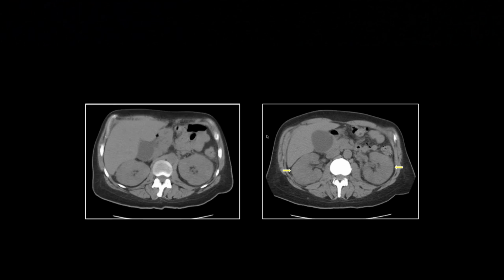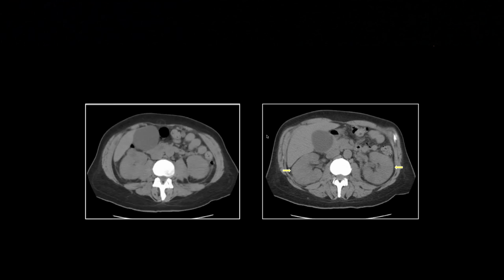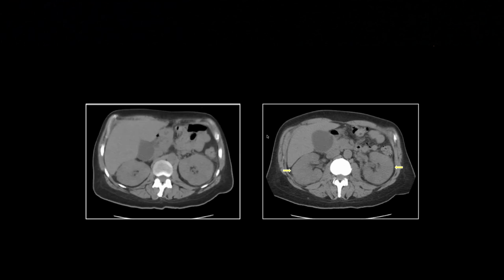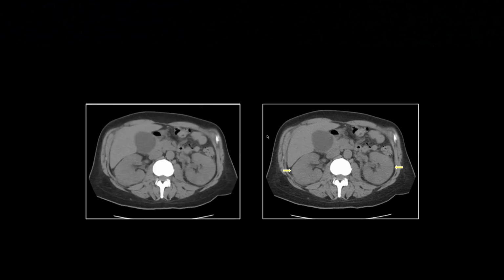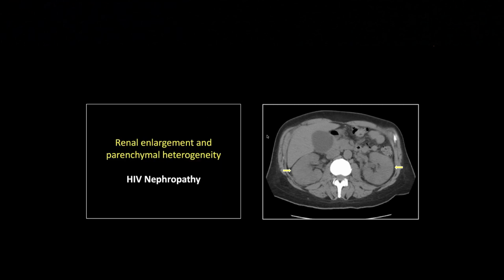So typically, lymphoma in the kidneys will be multiple renal masses scattered about, almost looks like renal metastases, which I guess to some degree they are. So this does not look like renal lymphoma. So bilateral enlargement, diffuse striation, HIV nephropathy. That's a direct infection by the HIV virus of the renal parenchyma. It's actually not a secondary infection.